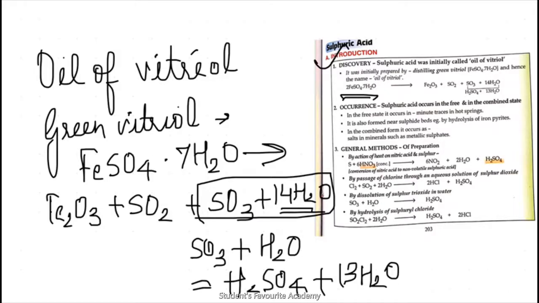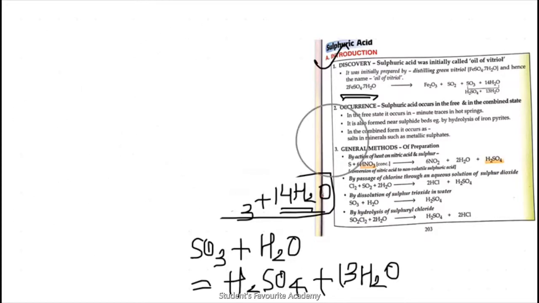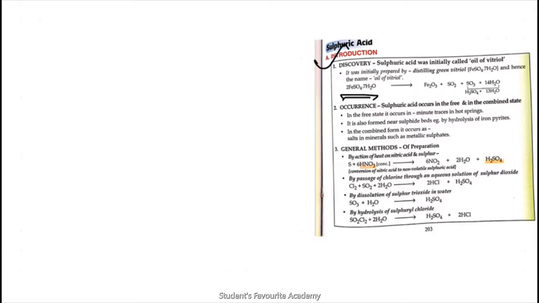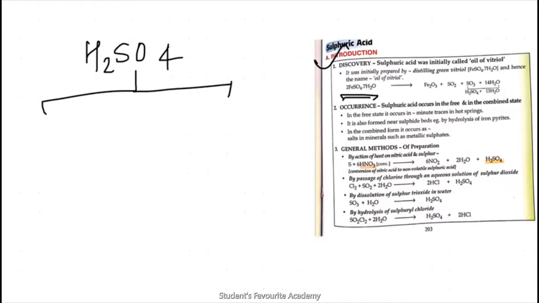Alright, then we'll be moving to the second thing, that is occurrence, children, that is, how does sulfuric acid occur in the environment. If you see, sulfuric acid is found in the free state as well as the combined state. So I'll just write down here. When we talk about sulfuric acid, it is found in 2 states, children. The first state is called the free state, and the second is called the combined state.